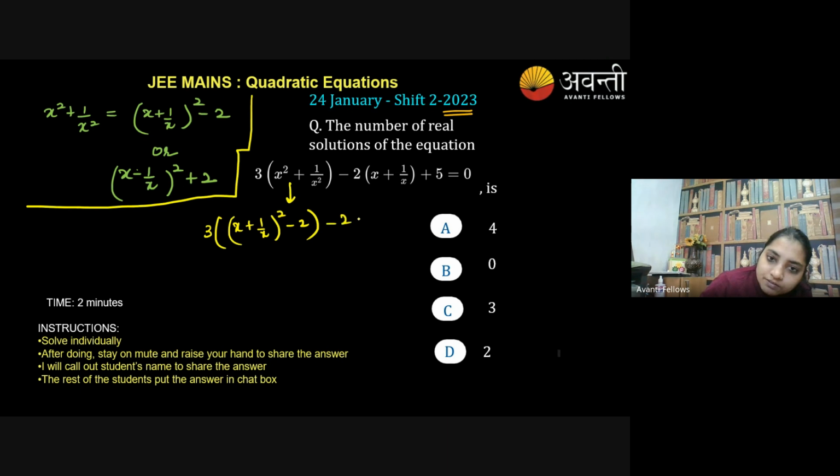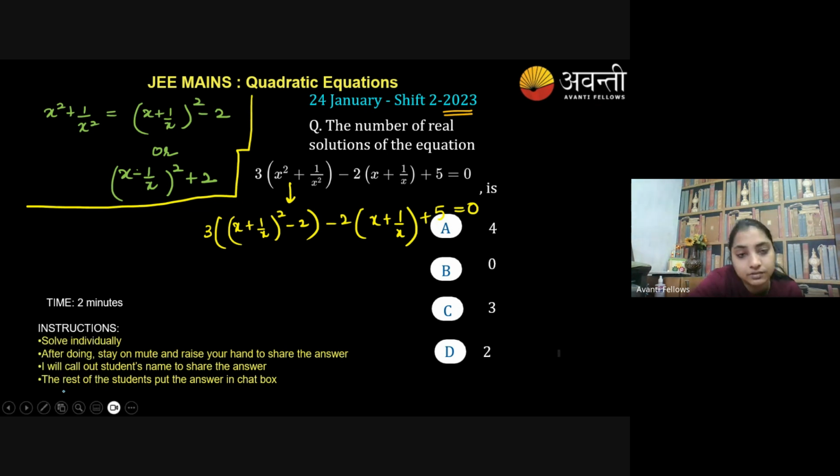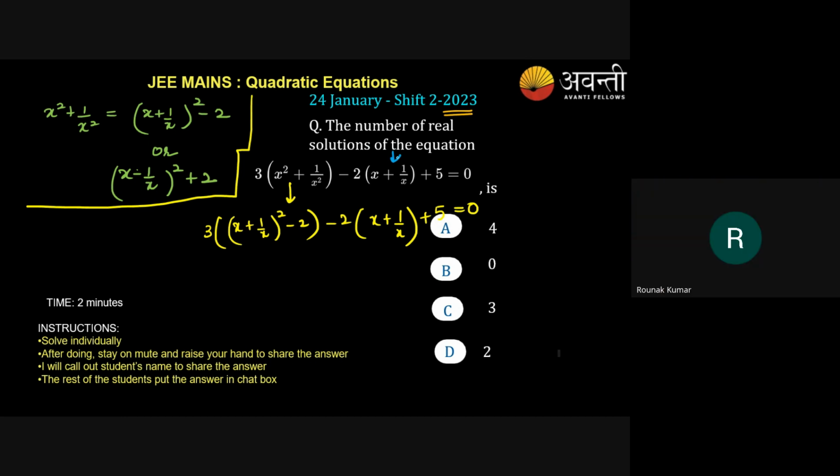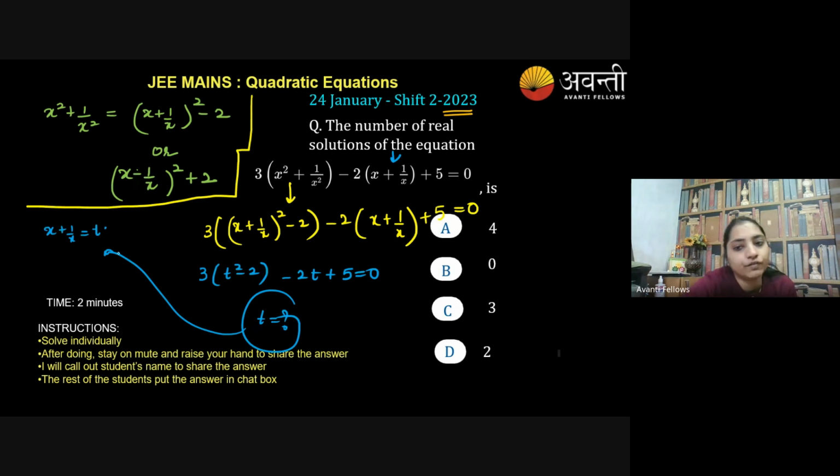I think someone is having a doubt: why is it plus only, why not minus? How many of you want to know that? See, just look at the question. So x plus 1 upon x can be taken as t. So 3 into t square minus 2t plus 5 is equal to 0. Just solve for t. Then put t here, and you will calculate the value of x. Clear?